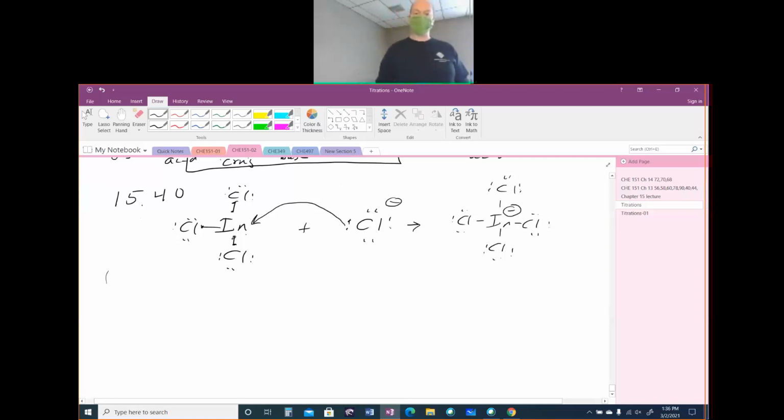All right, and so we see that the Cl minus is an electron pair donor. It donated the electron pair to the In. We see that the In is an electron pair acceptor. And so you have to know those definitions. If you're an electron pair donor, you're a Lewis base. If you're an electron pair acceptor, you're a Lewis acid.